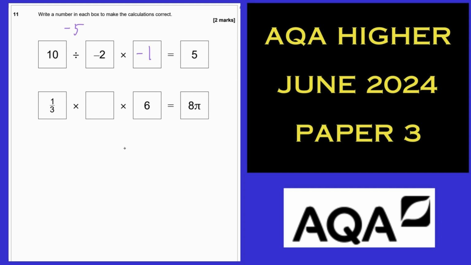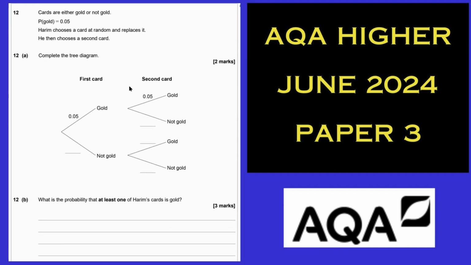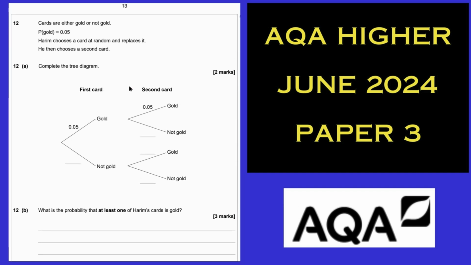Down here, it's all multiplied. A third times 6 is 2. So we need something in this box that multiplies by 2 to give us 8. And we're going to need the pi from somewhere. Got to admit, I think that's a bit too easy for a higher paper, but there we go, even with the pi.